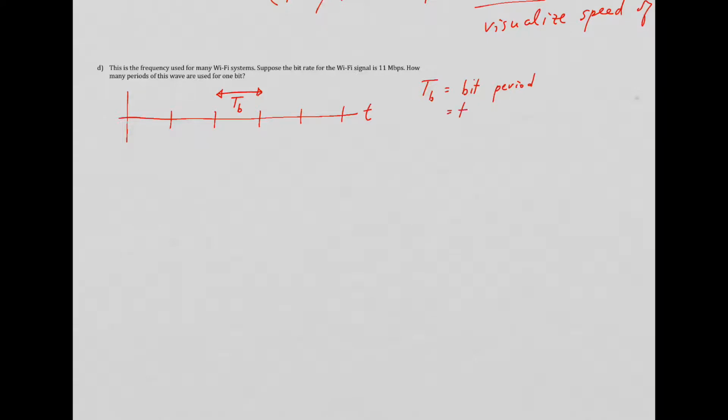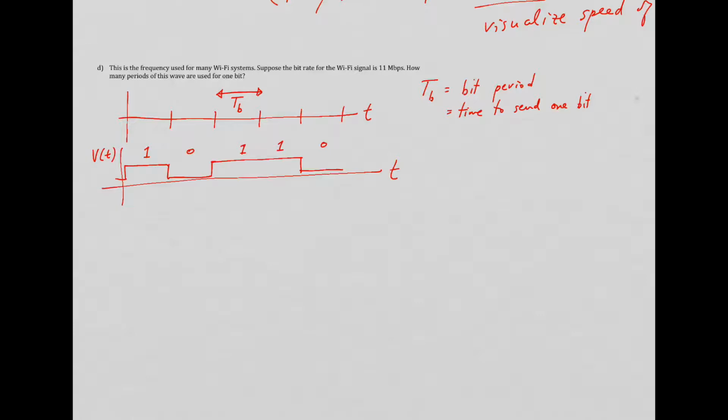Okay, this is the time to send 1 bit. If we had zeros and ones, we might have a signal that looked like this: 1, 0, 1, 1, 0. We might have a voltage signal that looks like that in time. The voltage is a function of time. We might have zeros and ones like that. So that's the bit period.